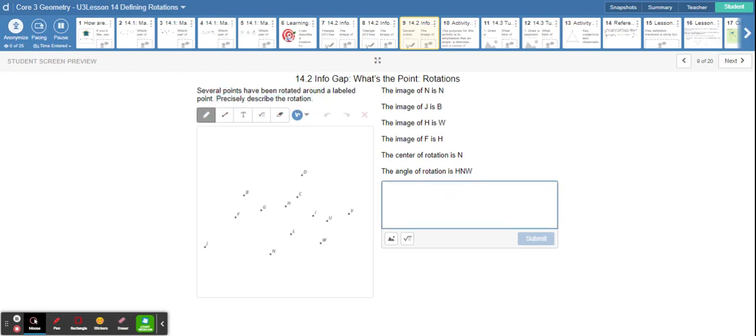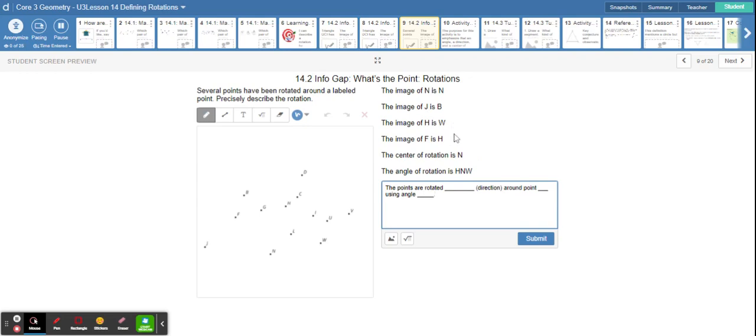So let me give you a starting sentence starter for that. We're going to describe the rotation. We're going to say the points are rotated some direction. So you're going to fill that in. Figure out what direction it's rotating in, around point something, using angle something. So you're going to have to come up with those 3 pieces of information, and you're going to fill that in. And that's going to be like your starter sentence.